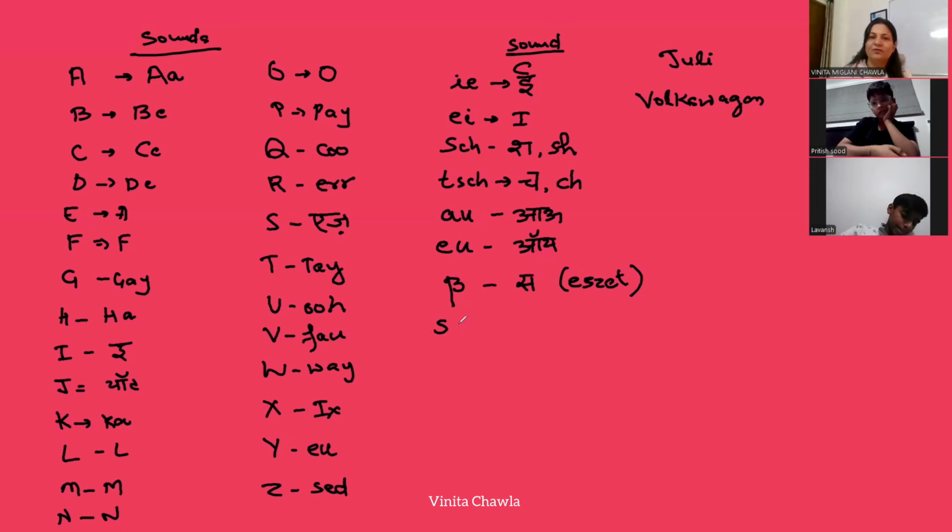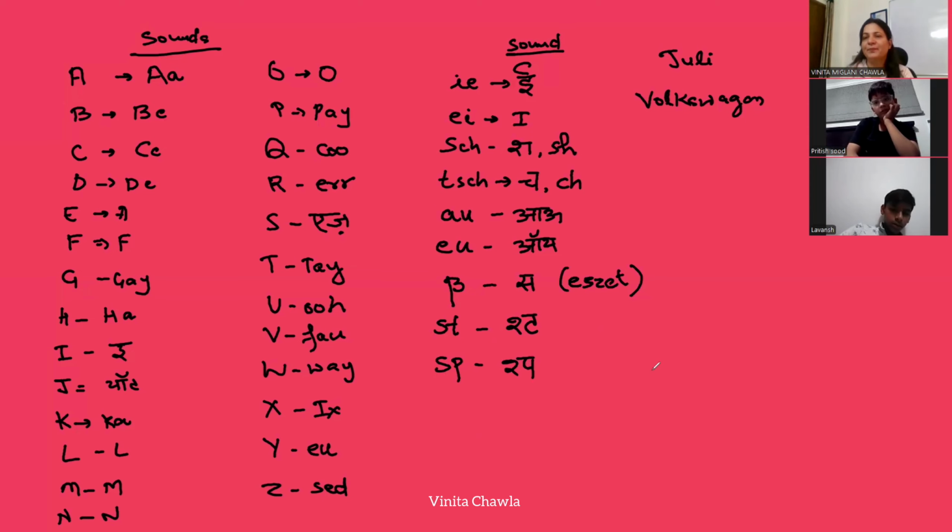ST. If first we have S and then T, then we write st. First we have S and then P, we write it sp. St is st, as in stir. Sp.